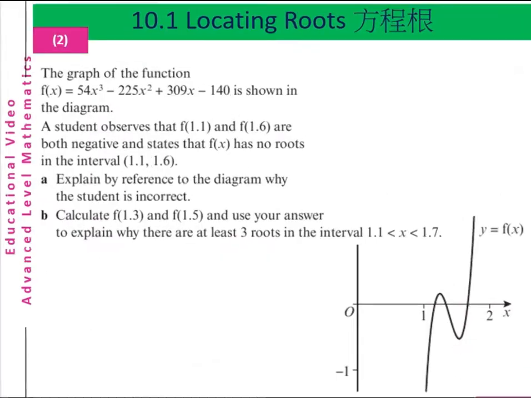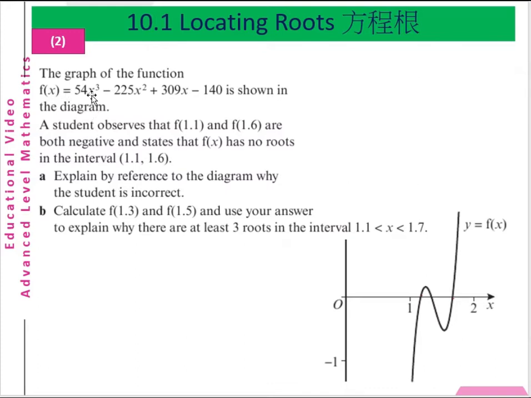Look at the second example. The graph of the function f(x) equals 34x cubed minus 225x squared plus 309x minus 140 is shown in this diagram. A student observes that f(1.1) and f(1.6) are both negative and states that f(x) has no root in the interval 1.1 to 1.6. Explain by reference to the diagram why the student is incorrect. Because the student finds that f(1.1) is in here, so it's negative, and 1.6 is around here, so it's also negative. But it has two roots in between 1.1 and 1.6, so the student's conclusion is wrong.